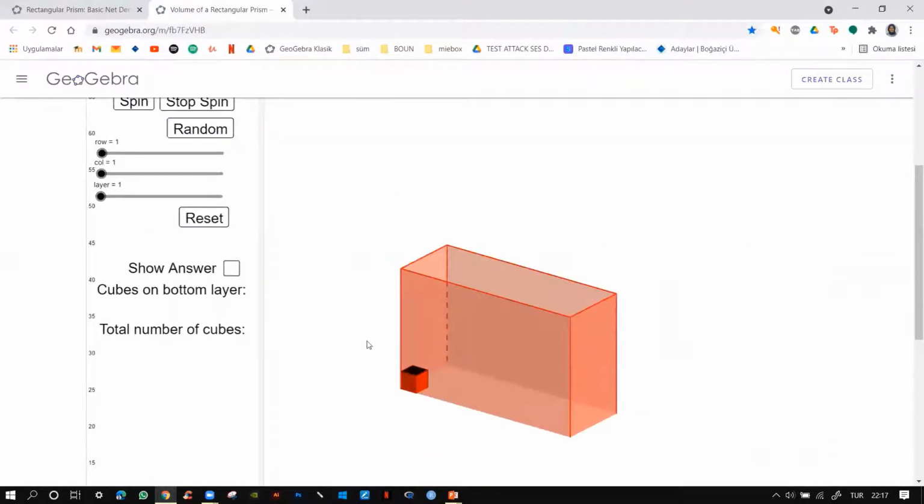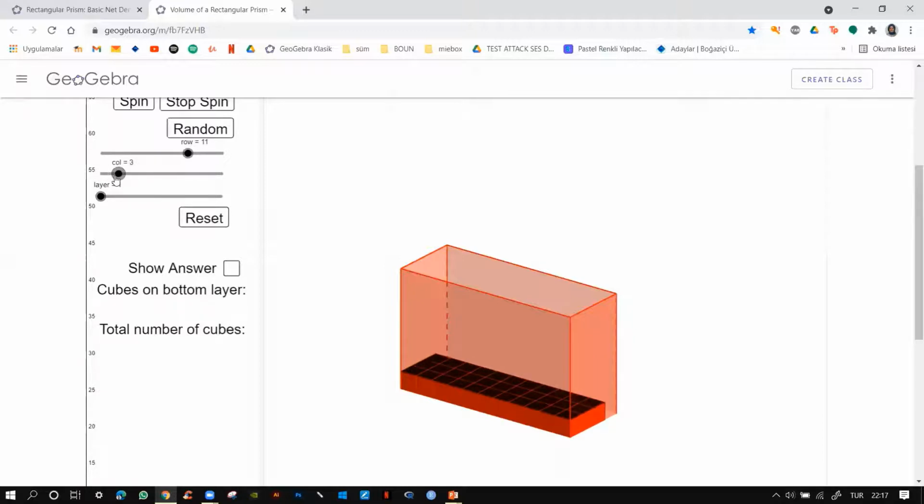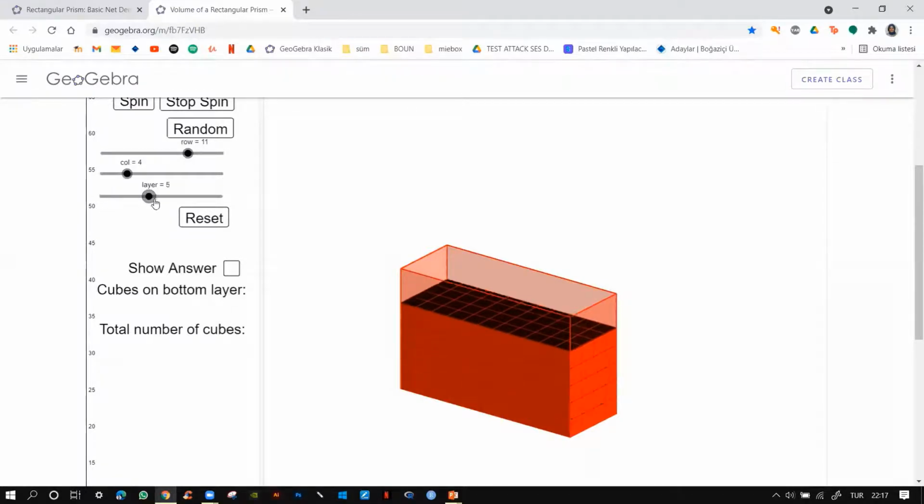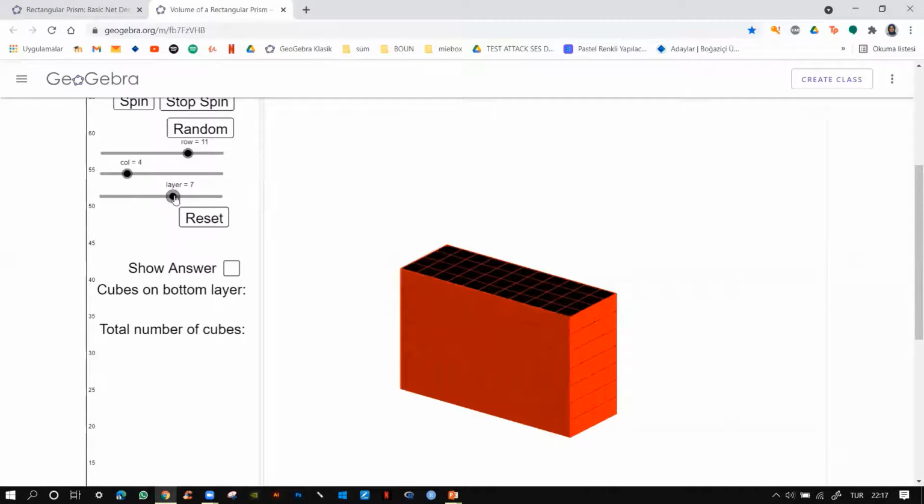In this example, first it's one row. The row is 1, 2, 3, 4, 5. There are 11 unit cubes, and in the column 11 more, 11 more, and 11. We have 4 times 11. On the base we have 4 multiplied by 11, and the layers are 1, 2, 3, 4, 5.